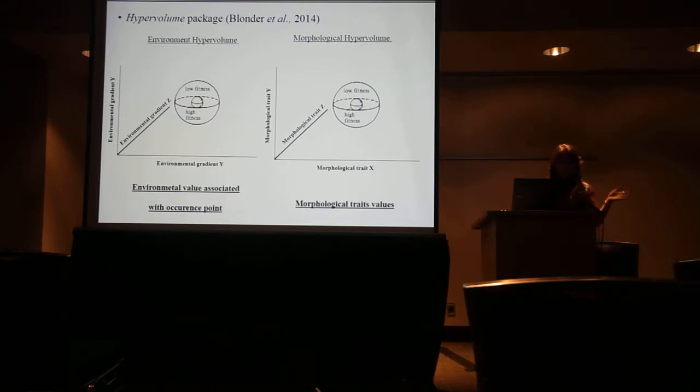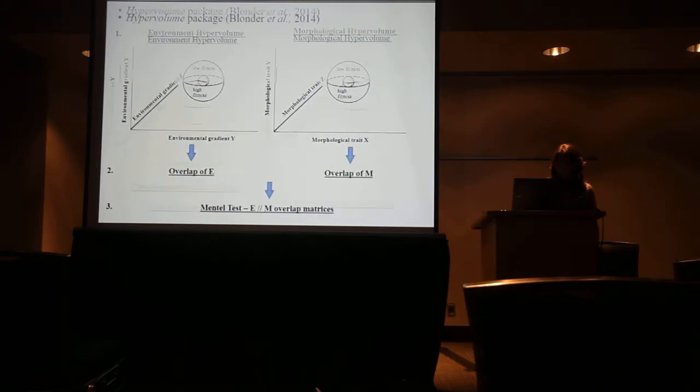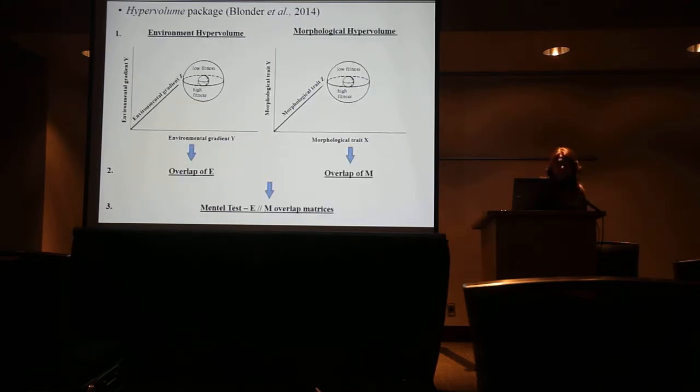In the environmental hypervolume, I used environmental values associated with occurrence points. In the morphological hypervolume, I used measurements of morphological traits. The methods consist basically of estimating these two hypervolumes and estimating the overlap, which are kernel density calculations. Then with the matrices of these two factors, I test for the correlation between them using the Mantel test.